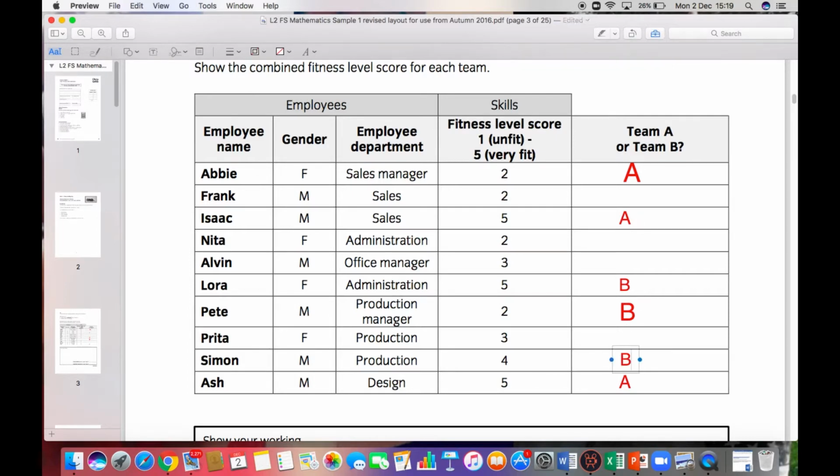Now it says similar fitness level. It doesn't say exactly the same, so don't panic. Okay. Now we have a 2 left, another 2, a 3 and a 3, which is lovely because what we're going to do now is just share them out.